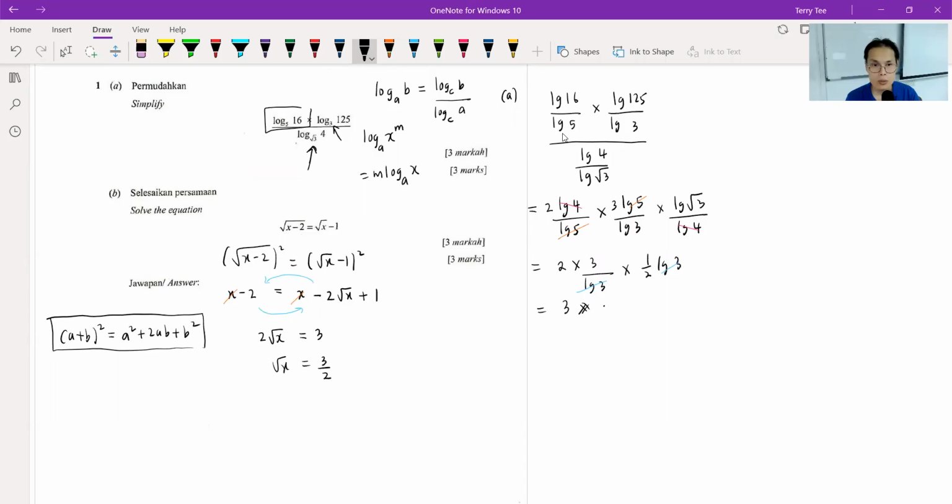And to find x, we just square left and right. When you square this, you get 3 squared is 9, 2 squared is 4. Your final answer, x is 9 over 4.